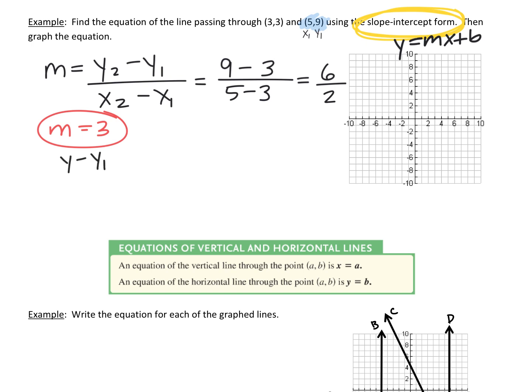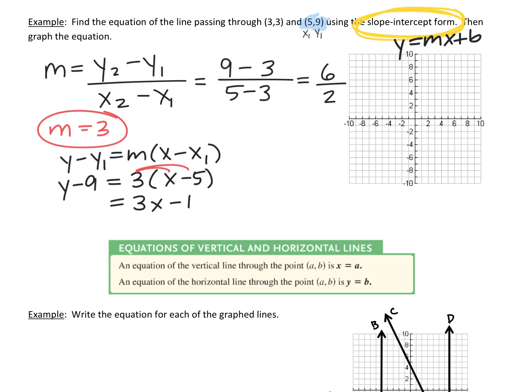Y minus y1 equals m, x minus x1. Okay, so my y1 is 9, so it's y minus 9 equals 3, x minus 5 in parentheses. This would be great if it just asked for an equation, but it asks for the slope-intercept form, so you have to keep going. So this time I'm going to do it like how we do it in Algebra 2. You might like this better. You distribute first, or you can move the 9 first if you want. So 3x minus 15.